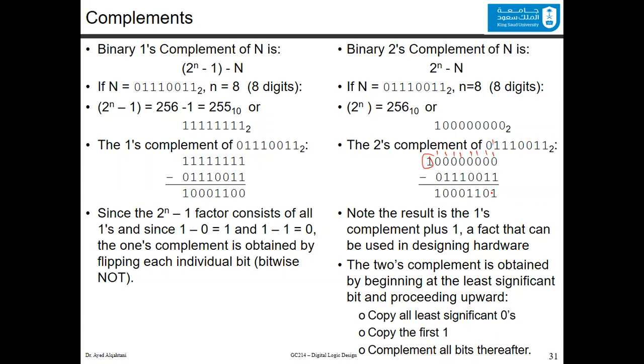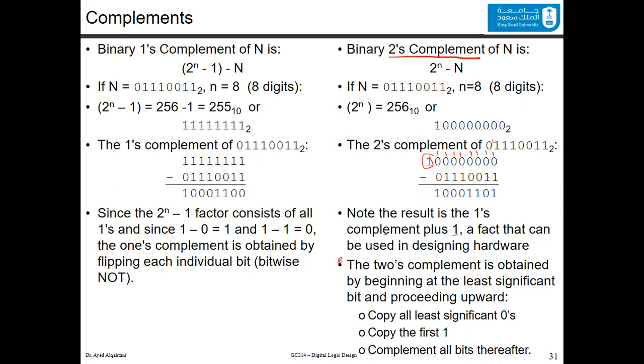2 minus 1 is 1. 1 minus 1 is 0, and so on. Or you will notice that the result is actually the one's complement plus 1. This is what we said, which is a fact that can be used in designing the hardware later. That we know that to get the two's complement, flip all the bits and then add 1.